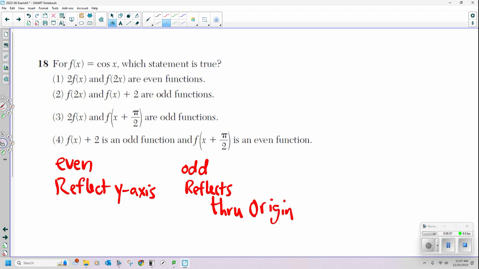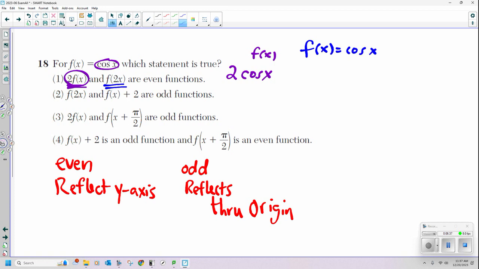Now, I'm going to take choice 1 here. And choice 1 tells me I take 2 times f of x. That's f of x is cosine of x. So when they tell me 2 times f of x, that's really 2 times cosine of x. And if they tell me here f of 2x, if f of x is cosine of x, and they put a 2x in here, that means I've got to put a 2x here. So they're really telling me the cosine of 2x.